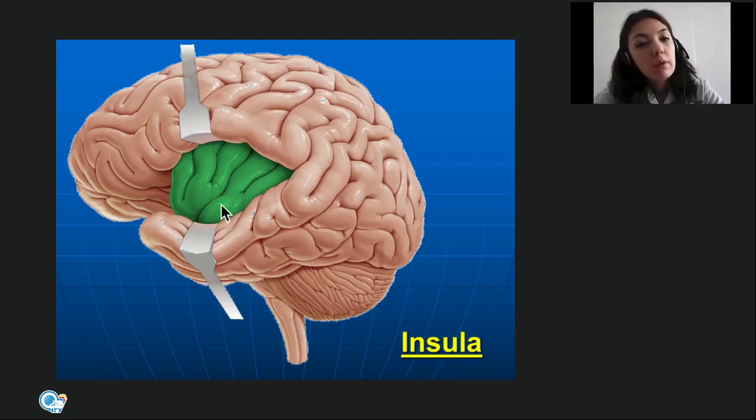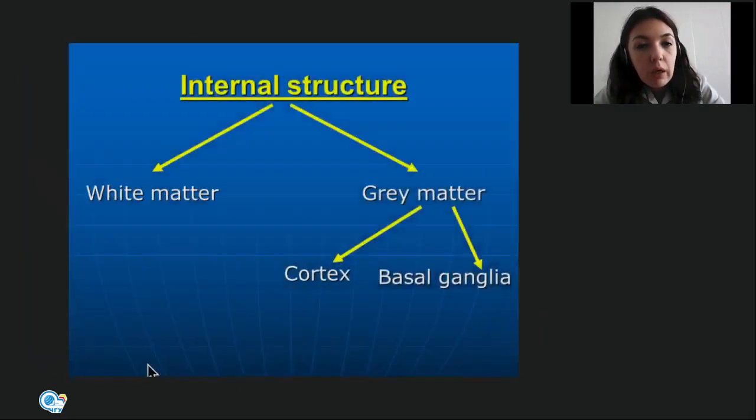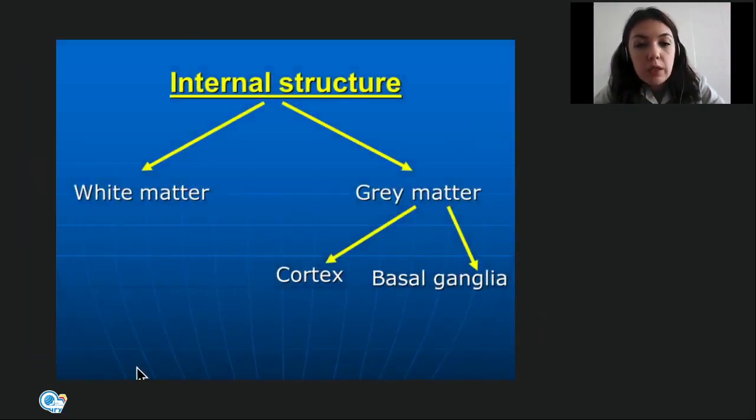So this lobe is located in the depth, it is surrounded by all the other lobes, and we can see it only when we separate from each other, like pull apart the edges of the lateral sulcus. So this is insula. Technically it is the 5th lobe. It is about external structure.